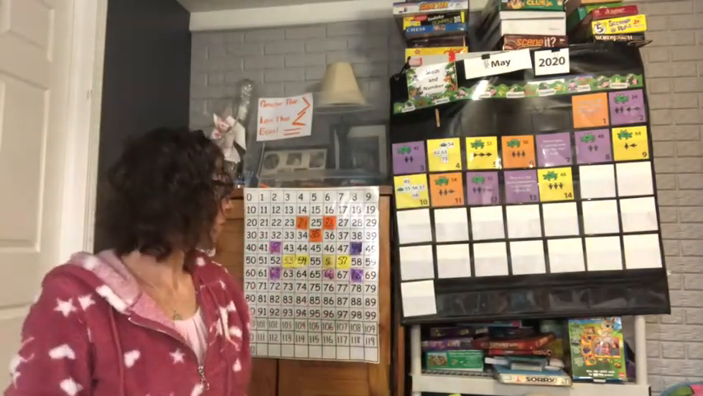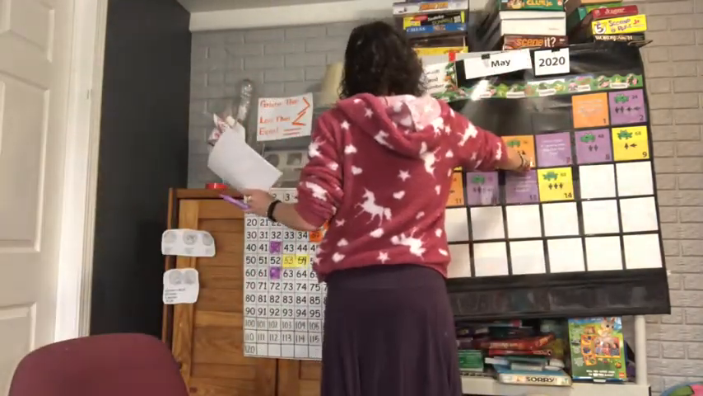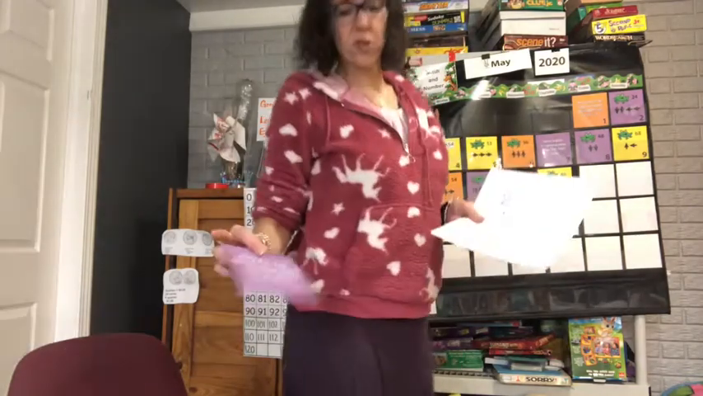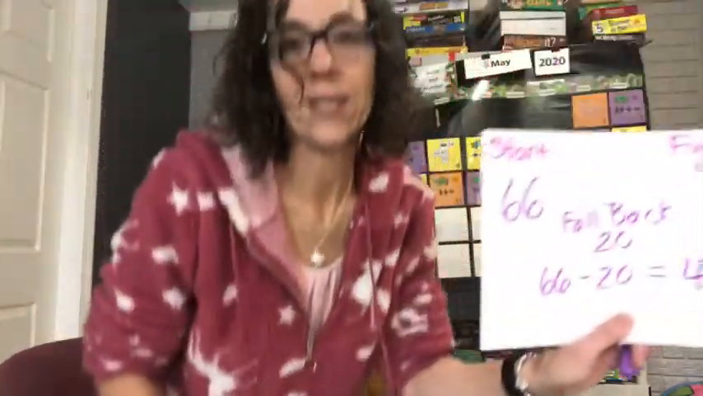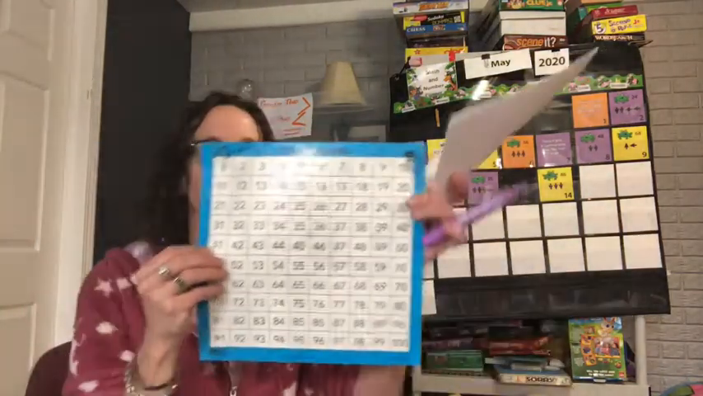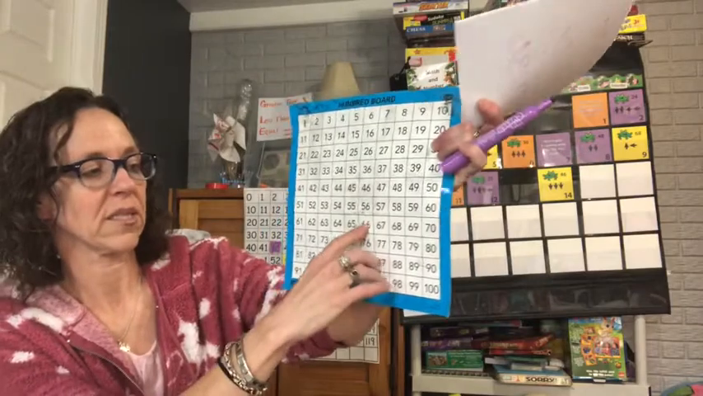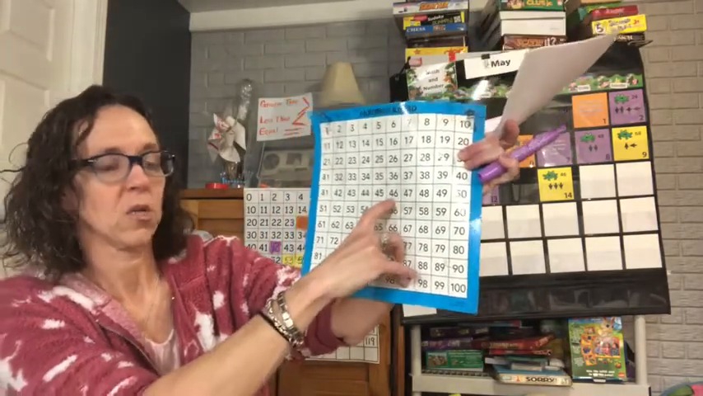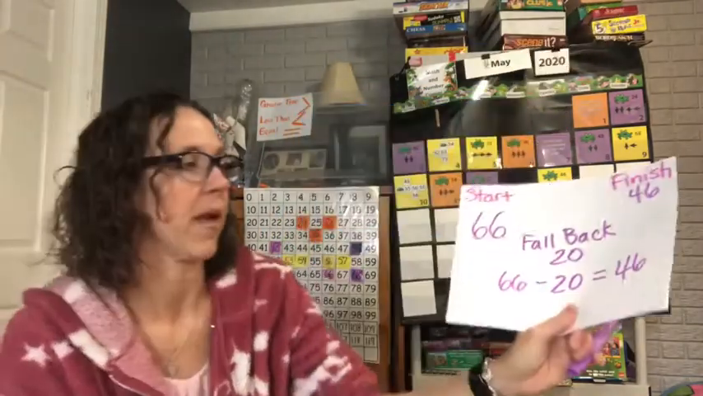All right, we're going to take a look at our calendar. And yesterday, we were supposed to start at 66. And it says, there is Tad. You've jumped plenty, stop and splash, and fall back 20. So if he's starting at 66, and he's supposed to fall back 20. Here he is at 66, fall back 20, 10, 20. What's our ending number today?